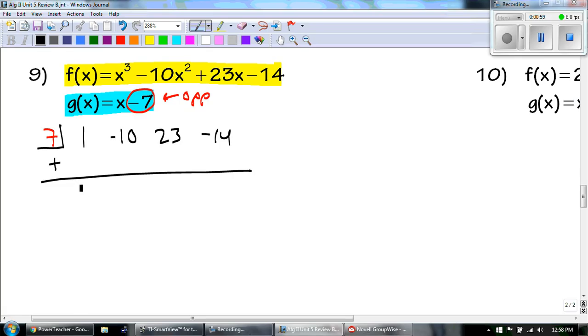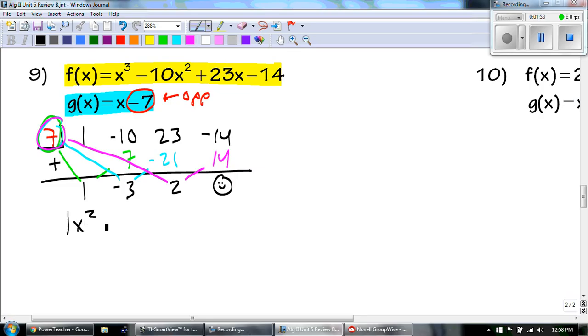So we drop the 1, and then I'm going to do 7 times 1, which is 7. Negative 10 plus 7 is a negative 3. 7 times negative 3 is negative 21. 23 minus 21 is 2. 7 times 2 is 14. And then we get 0. So what we're left with is 1x squared minus 3x plus 2.